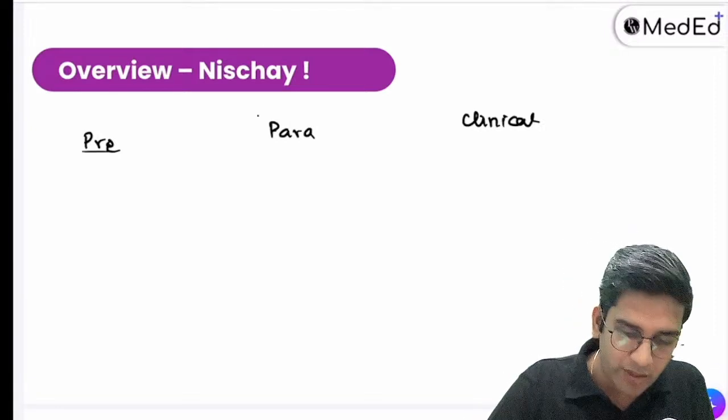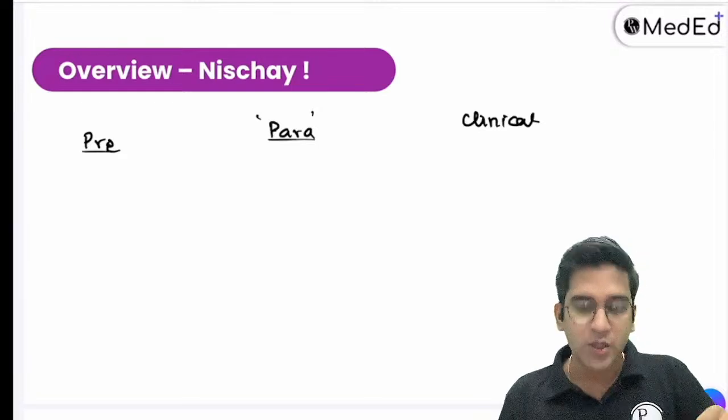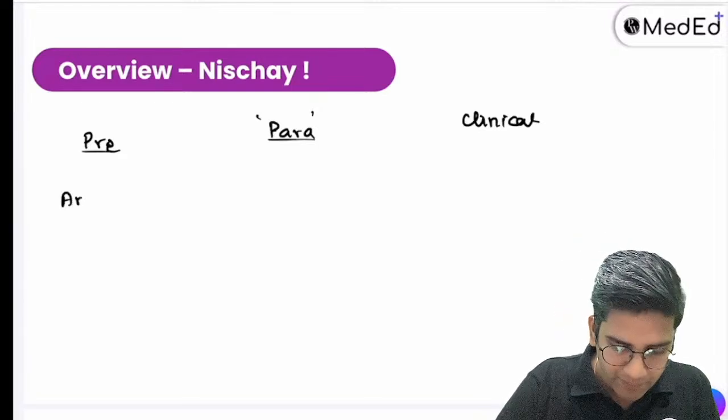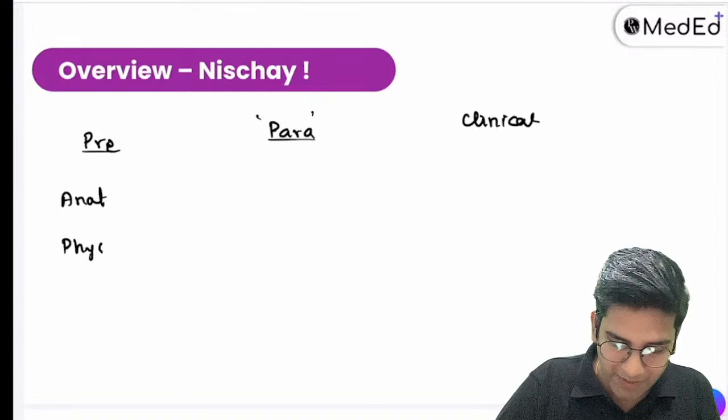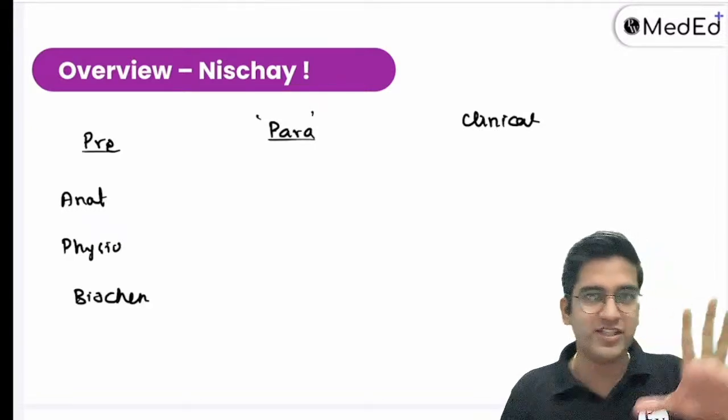So now we are in the second year, paraclinical. You must have read about anatomy. Anatomy is one of my difficult subjects as well. I'll be very open about that. And physiology and biochemistry, right? We have three subjects here.